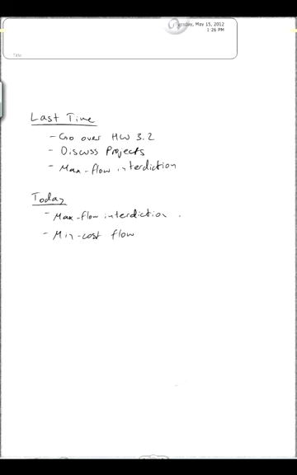And after we're done with that discussion, we'll continue to discuss our last major network model for the semester, which is the minimum cost flow network model. So that's the plan for today. Let's get into this material by discussing max flow interdiction.